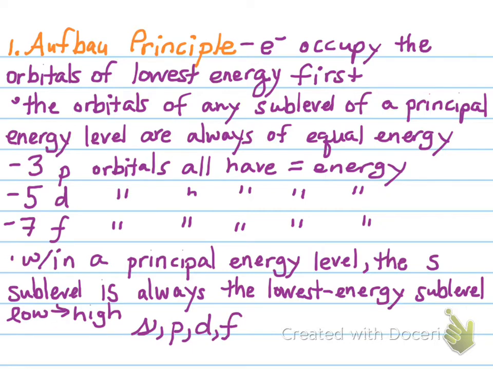Okay, so what that really is saying is we will never have electrons in the P sublevel before the S sublevel of that energy level is full. We will never have electrons in the D sublevel before the S and the P sublevels of that energy level are full. Okay? So when we start out in a new energy level, we'll always put electrons first into the s orbitals, and then the p's, and then the d's, and then the f's. It's always in that order.